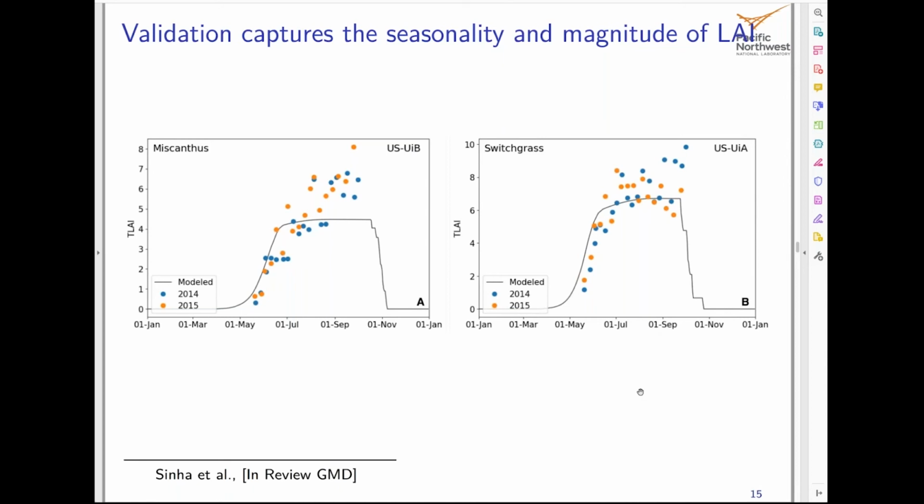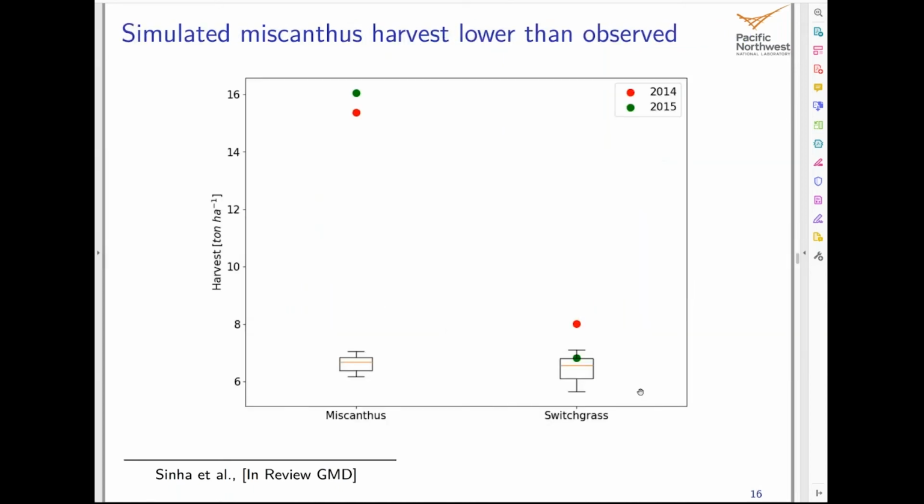We also validated the harvest or the yield magnitudes. So now this figure is showing the harvest on the y-axis. The red dots are the observed yields for the validation years, so just two values for each year for each of the crops. The box plots are showing the distribution of annual yield over the last 10 years of the ELM run.